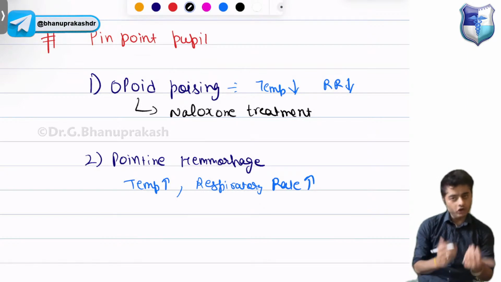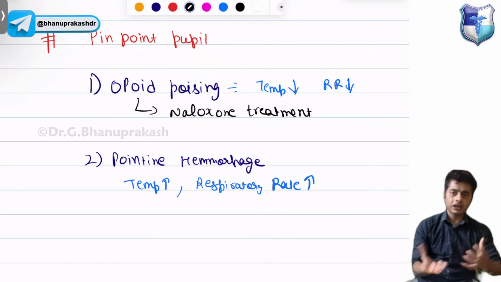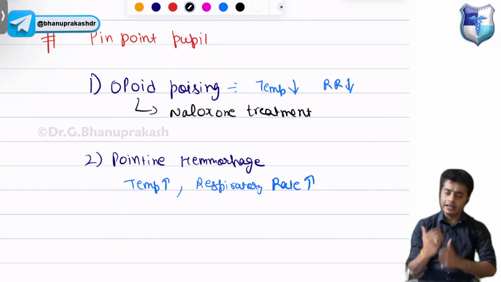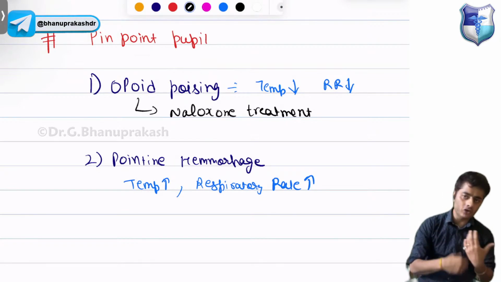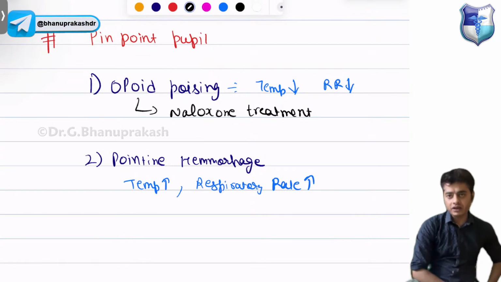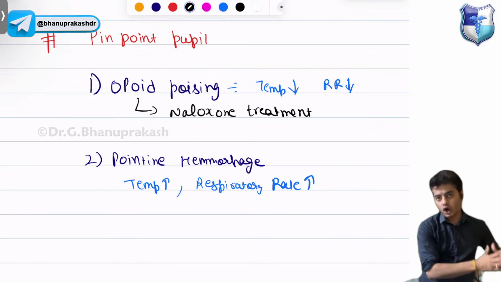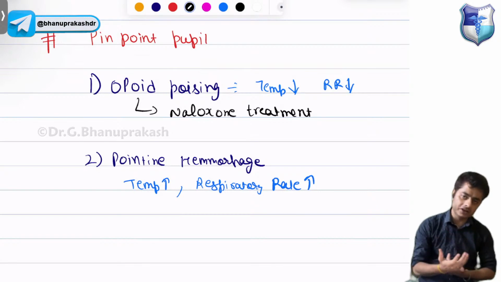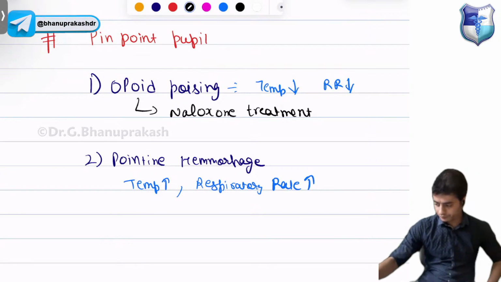Yeah, naloxone is the antidote of opioid. So if you have any confusion, is this opioid poisoning or pontine hemorrhage? Either you can take history, his attendant or relatives will tell that yes, he has taken some opioid kinds of drugs, or you can give naloxone treatment also. Okay.